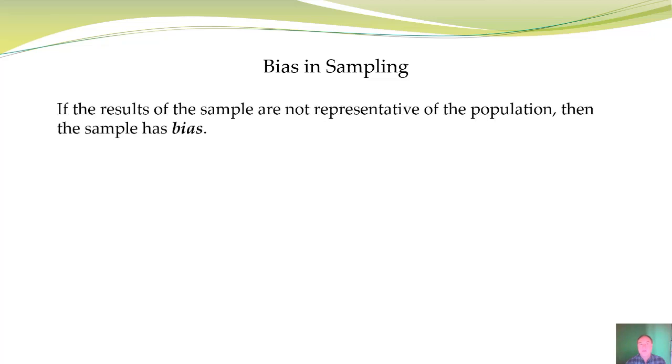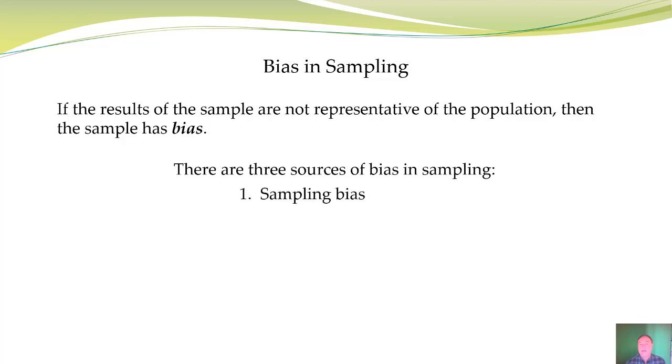Bias in Sampling. If the results of a sample are not representative of the population, then the sample has bias. There are three sources of bias in sampling. Number one, sampling bias. Number two, non-response bias. Number three, response bias.